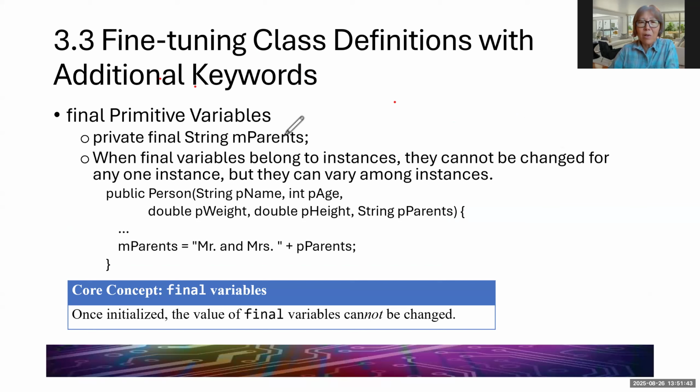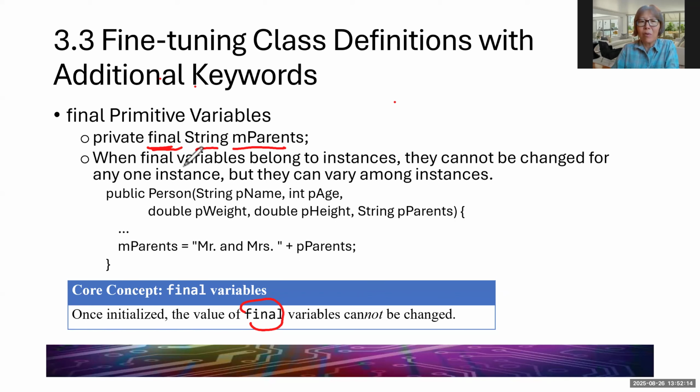Okay, and the second new keyword for class definition is called final. Like in our second example, for the M parent, the string type, we have a keyword ahead of it. We call it final. So what does that mean?